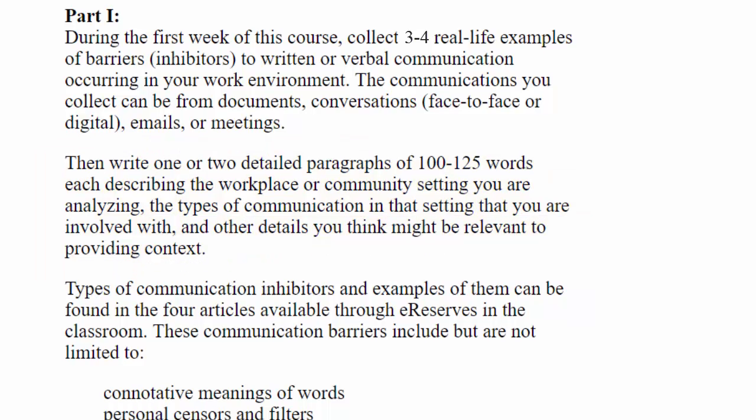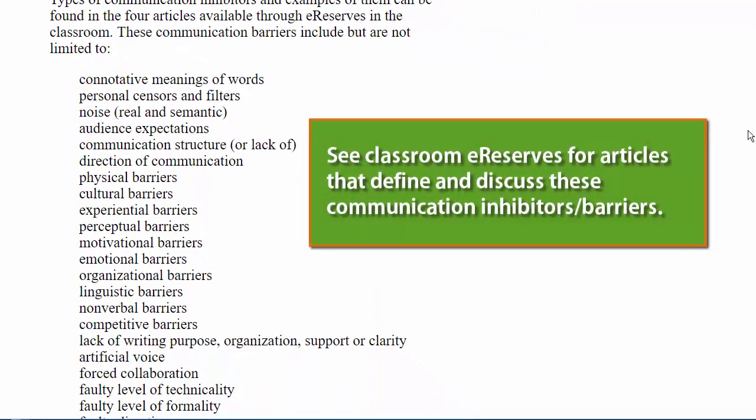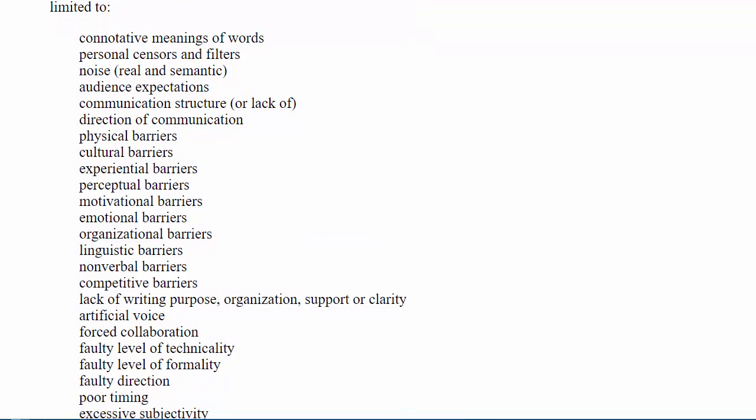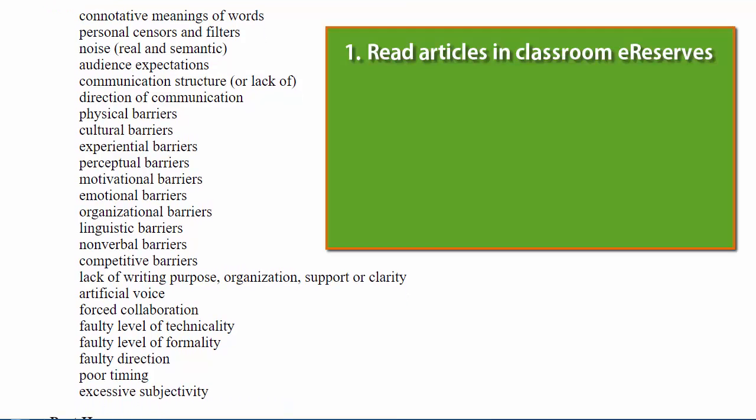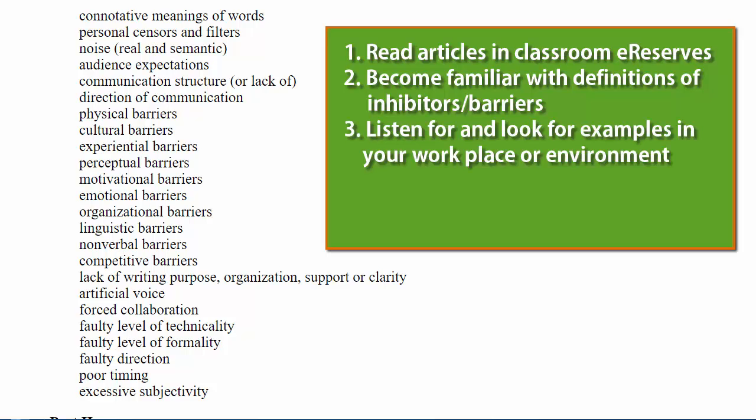Now, you're going to find a very long list here of particular types of communication inhibitors. And they are the ones that are found in the 4 articles discussed in your e-reserves. So what you should do is to first read through those articles in the e-reserves and become generally familiar with these inhibitors to communication or barriers to communication. And once you have a general understanding of them, you're not going to have any problem whatsoever identifying them as they happen in your workplace or environment.